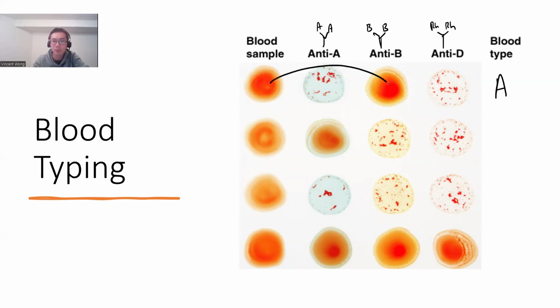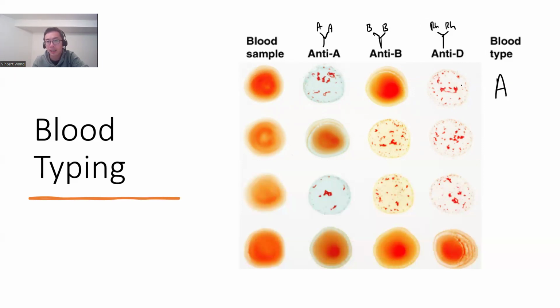Now we take the blood and put it in the second well, and the second well has anti-B antibodies, and we see no reaction. How come the antibody does not react with the blood? Well, because there's no B on them, right? Antibodies will only react if you have the same letter. So it's just A.